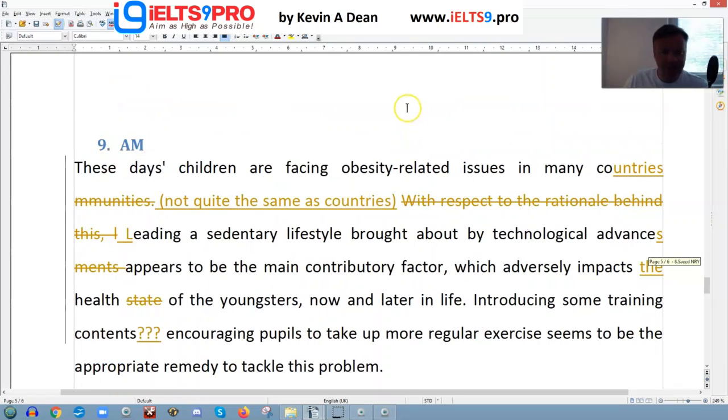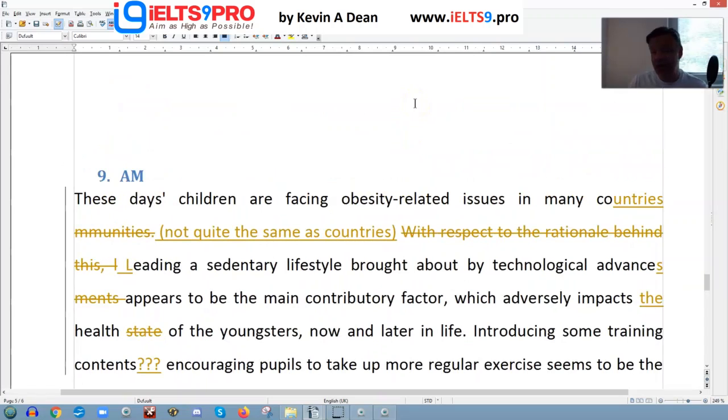These days, children are facing obesity-related issues in many countries. Now, communities: I changed it because a community is not necessarily the same as a country. You can have a Jewish community, a Sikh community, an Italian community, not necessarily the same as a country. Now, with respect to the rationale behind this, well, you don't need that. Simply say the reason is, or simply get to the point.